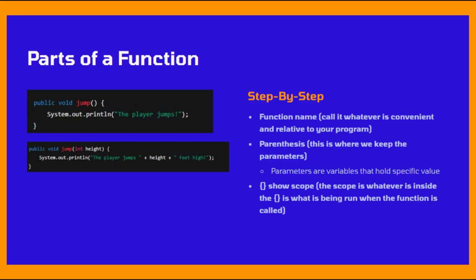For example, if we wanted to tell the computer how high to jump, we could write that player jumps, and specify how many feet high you want it to jump by putting an integer into your parameter. Finally, we have the curly braces. These define the scope of the function, or everything that a computer will do when it runs. So everything that you write within the curly braces in the program is what will run.